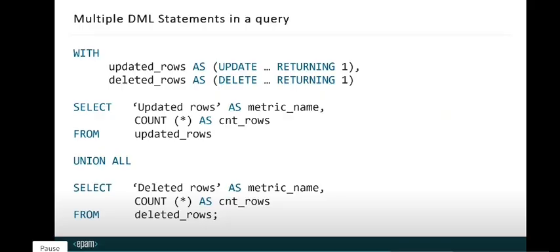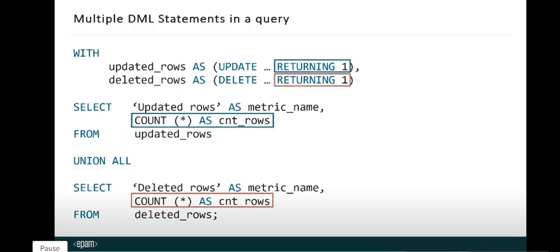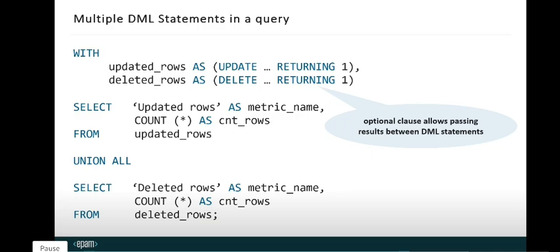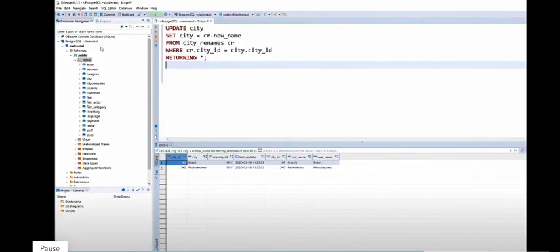With a common table expression, you can combine multiple DML operations into a single query and send their results to each other using the returning keyword. In this way, you can save the number of affected rows in a special logging table. Let's see how you can use a common table expression and DML statements. When we updated the city table last time and corrected spelling errors, we got a set of rows that weren't quite clear. Let's try to format the result so that we can easily understand what operation took place.